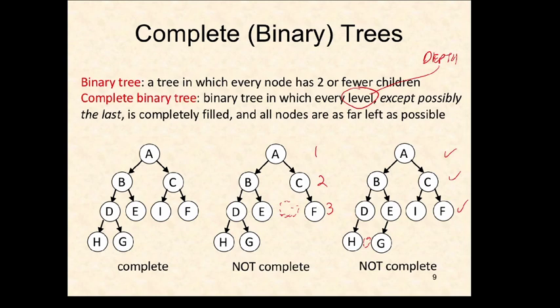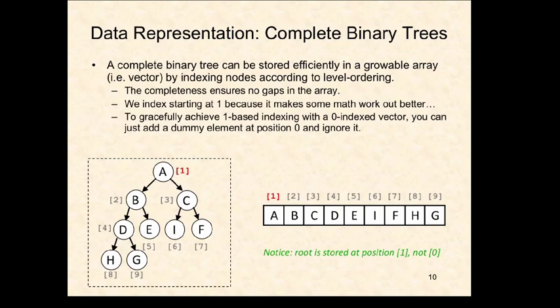So when we add nodes to a tree, if we always fill top to bottom, left to right, we'll have a complete binary tree. We don't want to move on to a new level until this level's full, and when we fill a new level, we've got to fill it from left to right. Now the nice thing about a complete binary tree is that we can store it in an array without any wasted space.